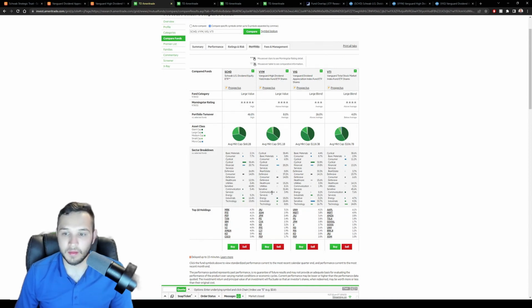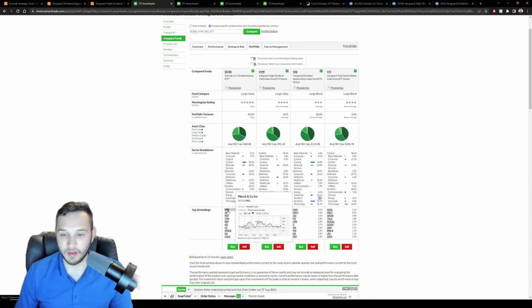Moving into VYM, it is going to have more energy exposure than the total market or VIG. For example, we have ExxonMobil and Chevron in the top 5 holdings. So these are companies that are paying out high dividend yields, maybe not growing as much in the long term when it comes to stock market cap, but they are paying out strong dividends.